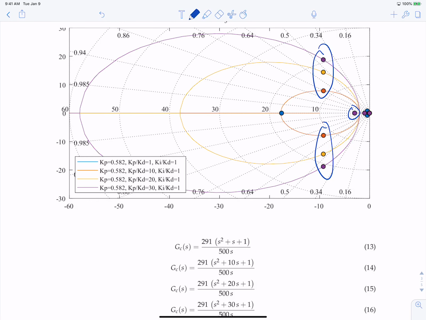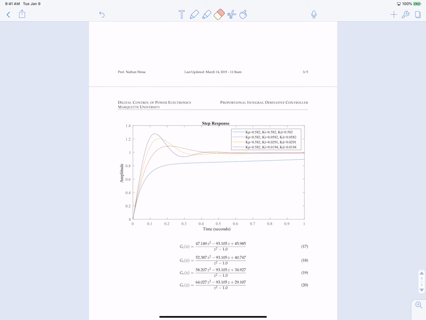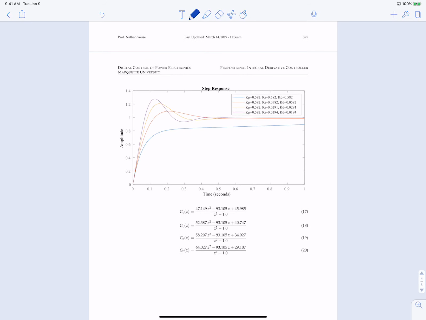Now, you can see as we go this way with purple, we're getting less and less damped. This line's essentially 0.5. This is 0.45, 0.56, etc. So you can see as we get closer again to the x-axis, we have more and more damping, which is what we want.